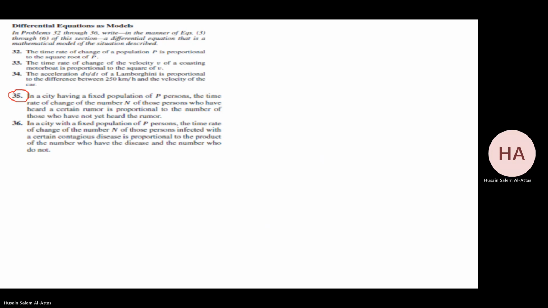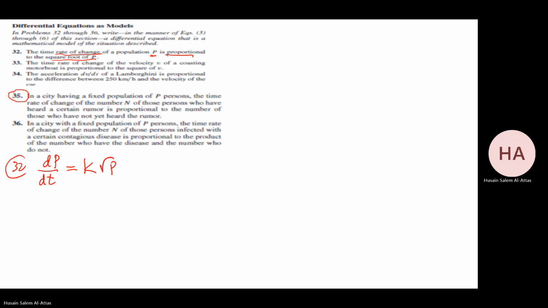Okay. I have a statement, I want to make it a differential equation. Now it's the rate of change. When I say the rate of change, it means I have the derivative. 32. The time rate of change of population is proportional to the square root of P. So I have the rate of change of P, which is dP over dt, is proportional, meaning it's equal. There exists a K such that K times square root of P is equal to the rate of change of this P.